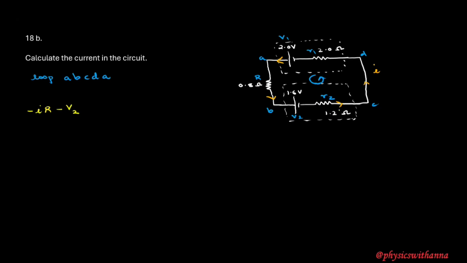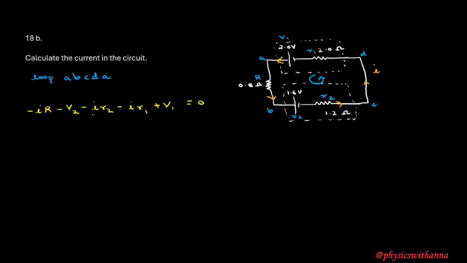Then we move in the same direction as current in r2. So it will be minus I times r2. Same with r1. When I come to r1, I'm going in the same direction as current. So minus I times r1. Then we enter negative terminal of the battery. If you enter the negative terminal, that voltage will be positive. This is equal to 0.